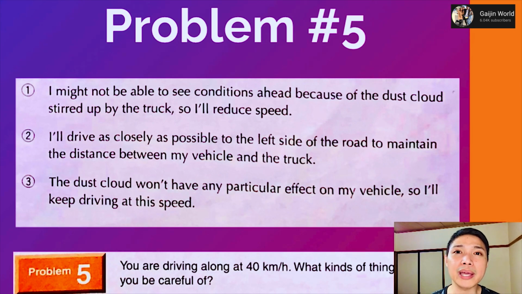Okay, for number 2 ay medyo magdadrive daw siya as close as possible sa left side ng road para magkaroon siya ng distance dun sa vehicle na parating dun sa truck, which is I think false kasi merong river sa gilid niya, baka malaglag siya dun. So tingin ko diyan false. So let's try to answer number 3. Okay, for number 3, nag-assume na naman yung driver na walang effect sa kanyang sasakyan yung dust cloud. Kaya he will try to continue driving at 40 kilometers per hour. So I think the answer here is false.